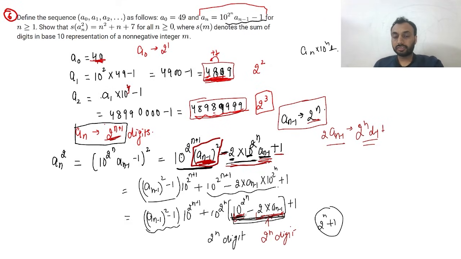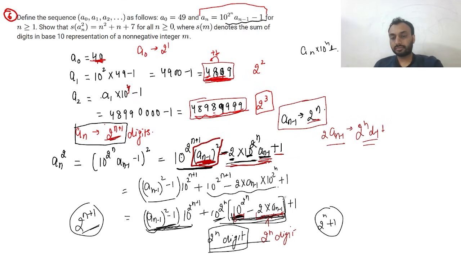It is the smallest 2 power n plus 1 digit number. If you subtract this number, you will get a 2 power n digit number, right? So a 2 power n digit number multiplied with this gives you 2 power n plus 1 digits, and you can see in this term, it has 2 power n plus 1 zeros after this. So the digits that we get from here will not affect the digits in this number.